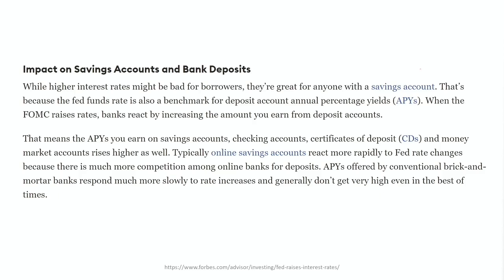That means the APYs you earn on savings accounts, checking accounts, CDs, money markets, the G fund, the rate of return you get rises, right? Typically, online savings accounts react more rapidly to Fed rate changes because there's much more competition among online banks for deposits. APYs offered by conventional brick and mortar banks respond much more slowly to rate increases and generally don't get very high even in the best of times.